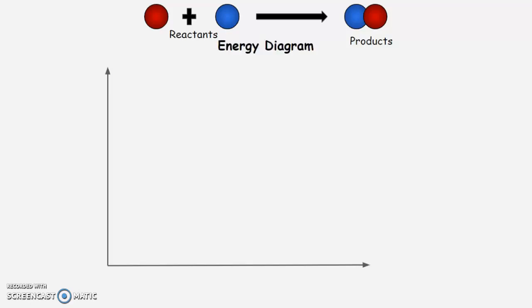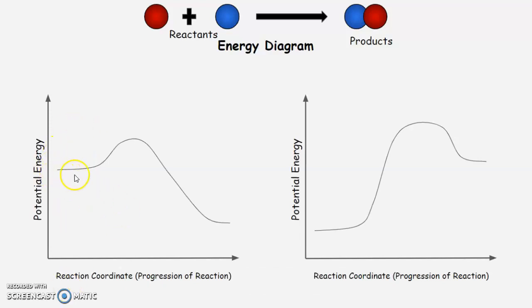Well, an energy diagram is a graph. And on your graph, you have your y-axis, and that's your potential energy, and then you have your x-axis, and that's your reaction coordinate. And there's two versions of an energy diagram that you'll see. Version 1, it starts up high, goes up, and then goes down. Version 2 starts low, goes up, and then stays pretty high. Well, when we're talking about an energy diagram, we need to place our reactants on our energy diagram, and they go on the left-hand side here.